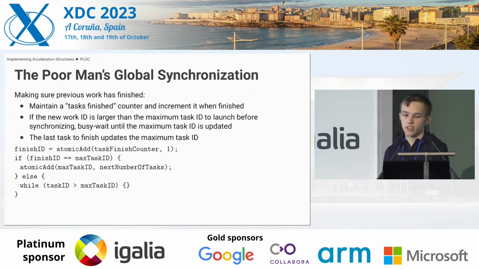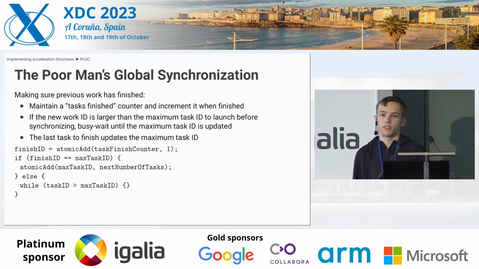But actually making sure previous work is finished is a bit more involved. We maintain a finished counter that just keeps track of how many tasks are finished, and we have a maximum task ID. So we keep track of how many of the maximum task ID need to finish before we can launch new work. And then we just compare if our current task ID is greater than that.